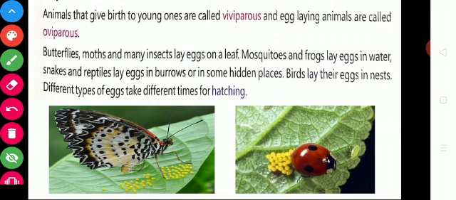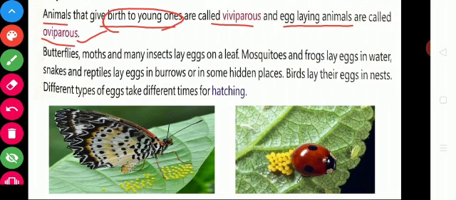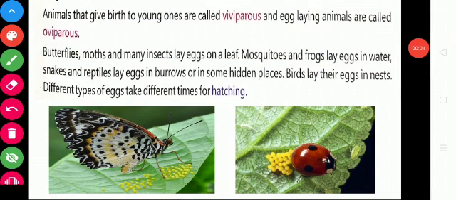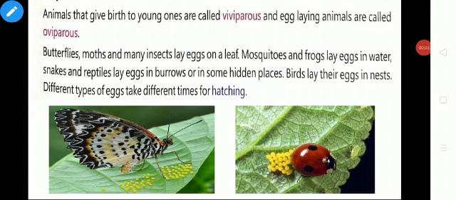Animals that give birth to young ones are called viviparous. And some animals are said to be oviparous. What are oviparous? The egg-laying animals are called oviparous.